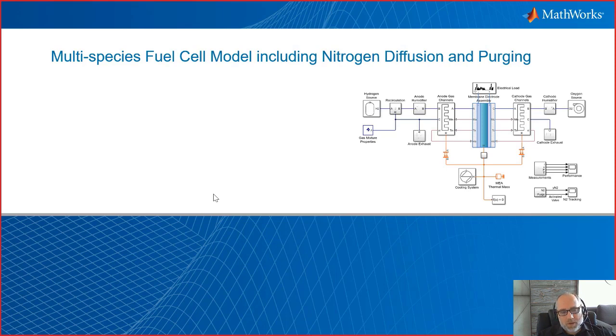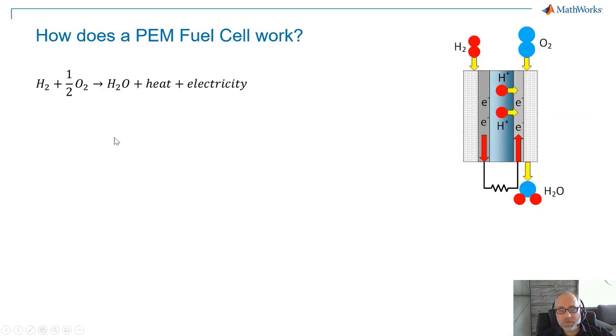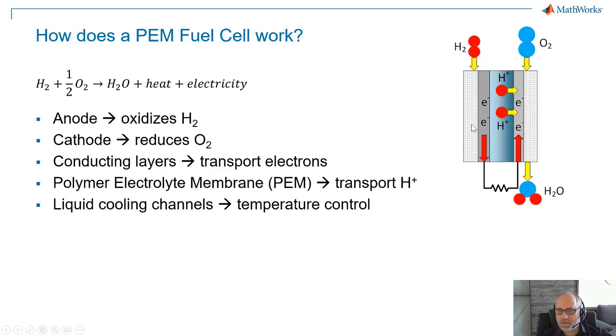I want to talk now about the multi-species fuel cell modeling, including nitrogen diffusion and purging. So how does a fuel cell work? We have hydrogen here on the top coming in at the anode. It's oxidized here on the anode. That means it will lose the electrons. They are passing over the wire here, over the load.